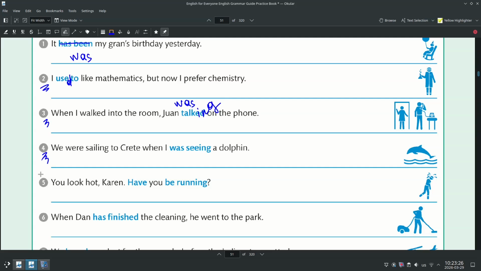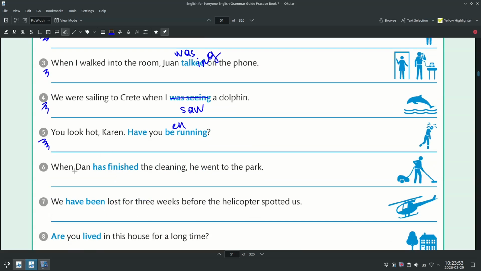Number 4. We were sailing to Crete when I was seeing a dolphin. When I saw a dolphin. Number 5. You look hot, Karen. Have you been running? That's correct. Number 6. When Dan has finished the cleaning, he went to the park. When Dan had finished the cleaning, he went to the park.